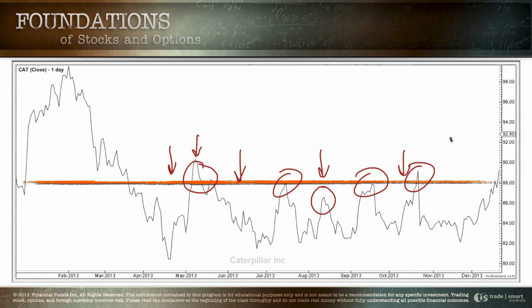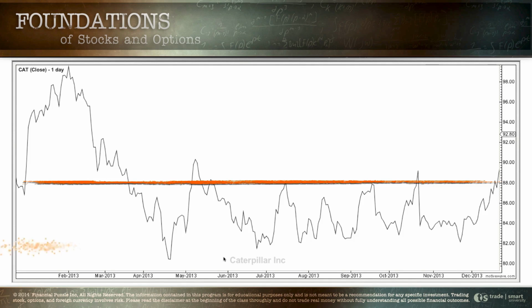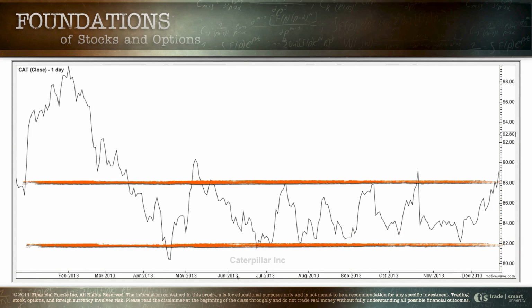Okay, now let's look at the bottom here and notice what happens right around $82 a share. We could draw a line here and we can call this support. Notice what happens. Every time we get down here, for whatever reason, the buying pressure starts to build. It's not always exactly to the penny, but it's pretty close, right there around $82 per share.